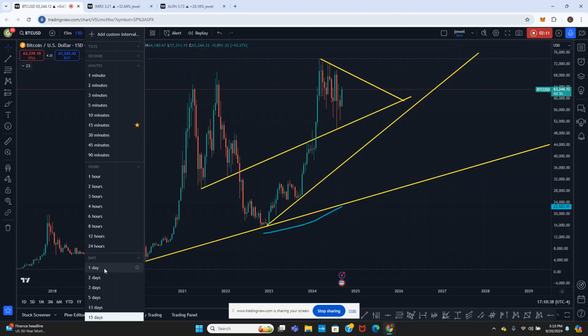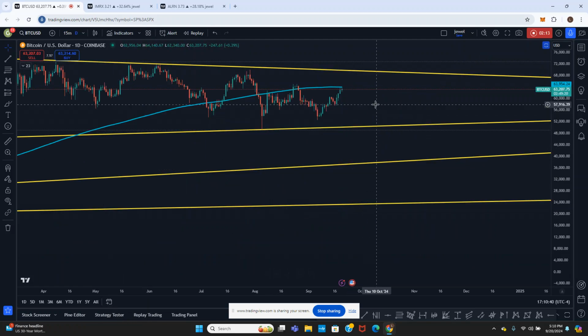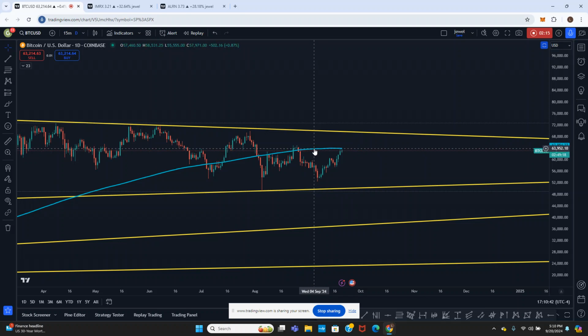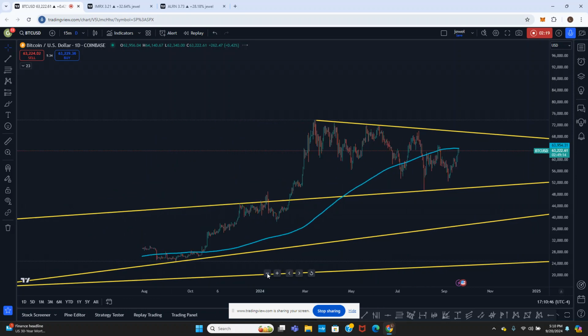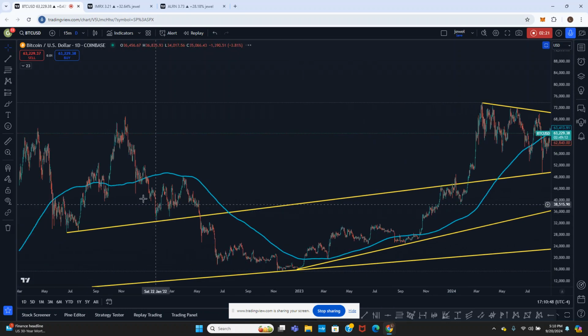What did I want to look at? Oh, Bitcoin on the daily. Okay, so this right here is the 200-day moving average. That's what that blue line is. This line represents 200 days of movement, and as you can see, it acts as resistance here, support here, and then we kind of fell under it and broke out.